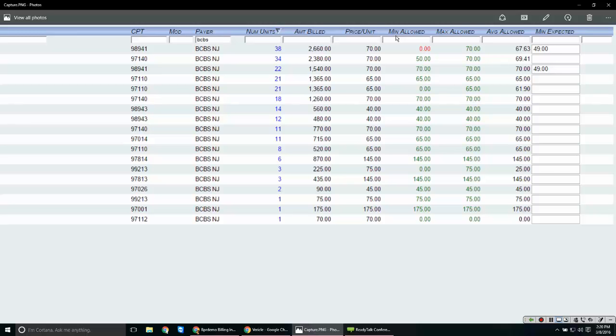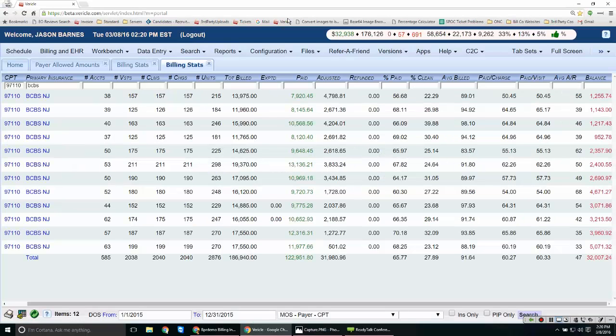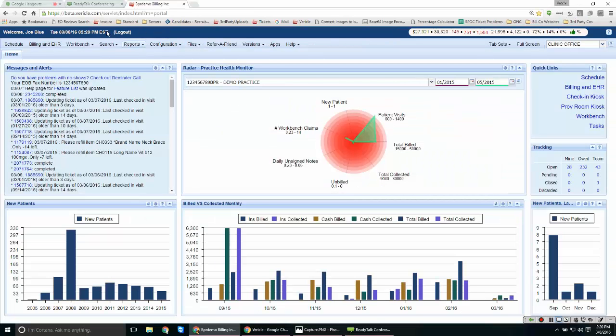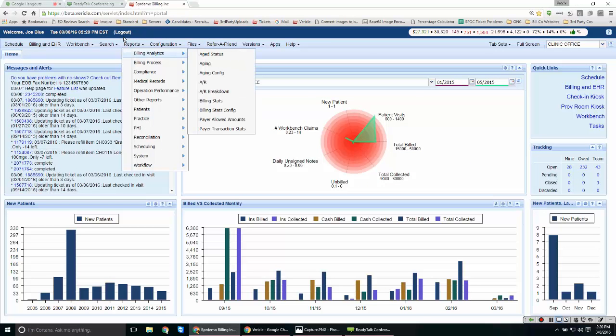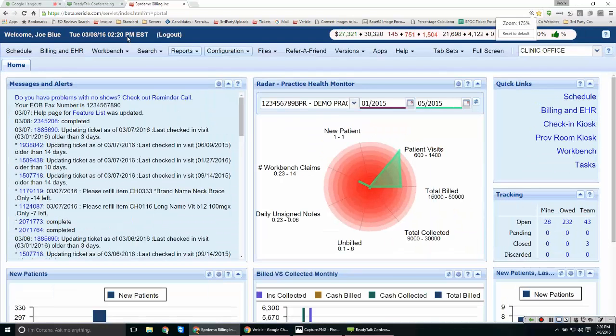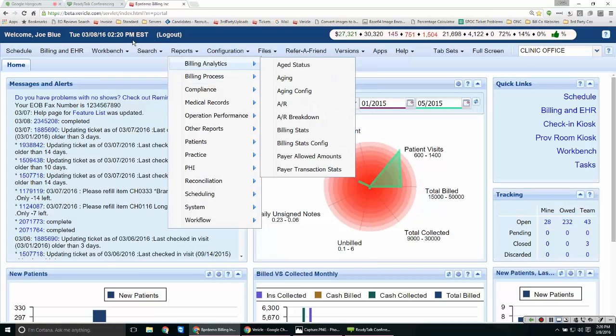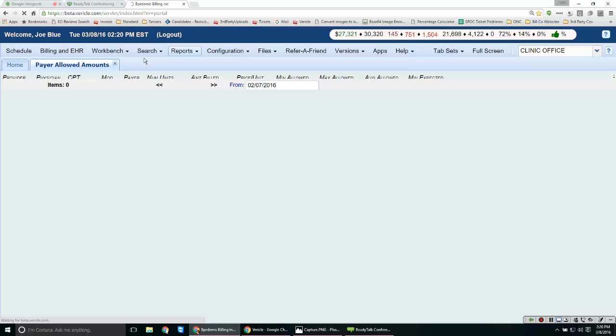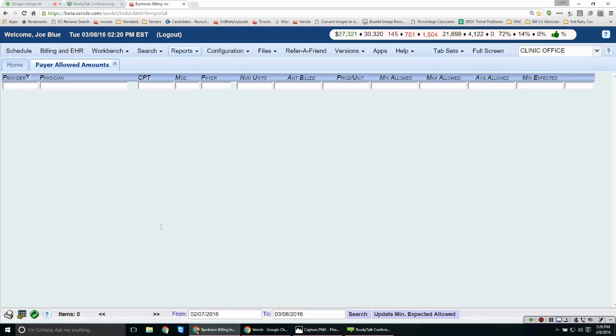So really this tool is out there, and I'll show everyone how to get to it at this point. So, not that one. Yeah, you'll head over to Reports, Billing Analytics. I'll just make this a little bigger. Reports, Billing Analytics, and your payer allowed amount. And you'll have to put in a date range. And this is a dummy account, so we're not going to have any data in here.